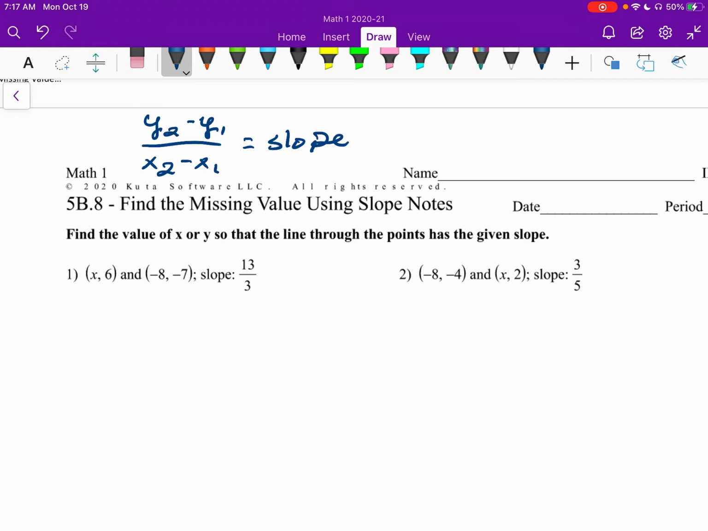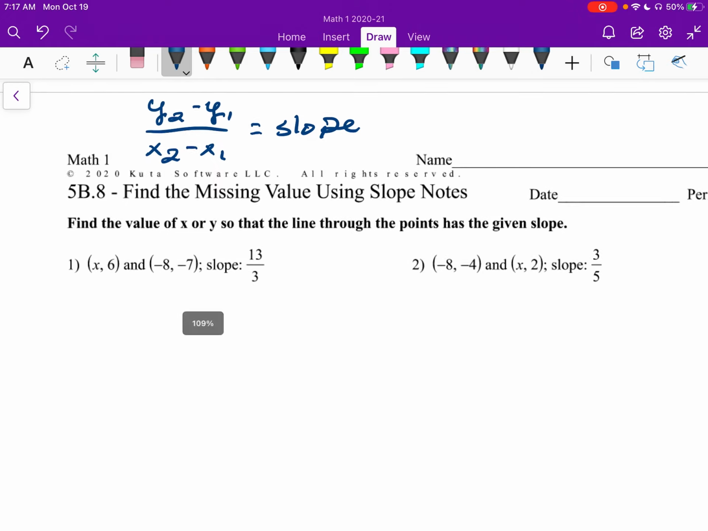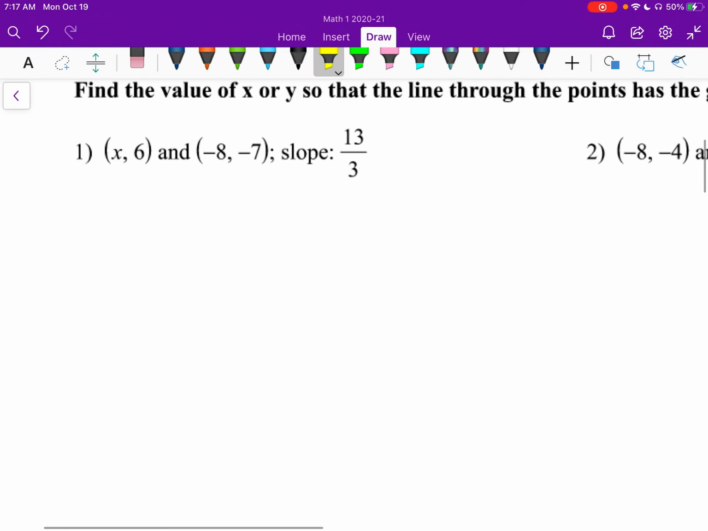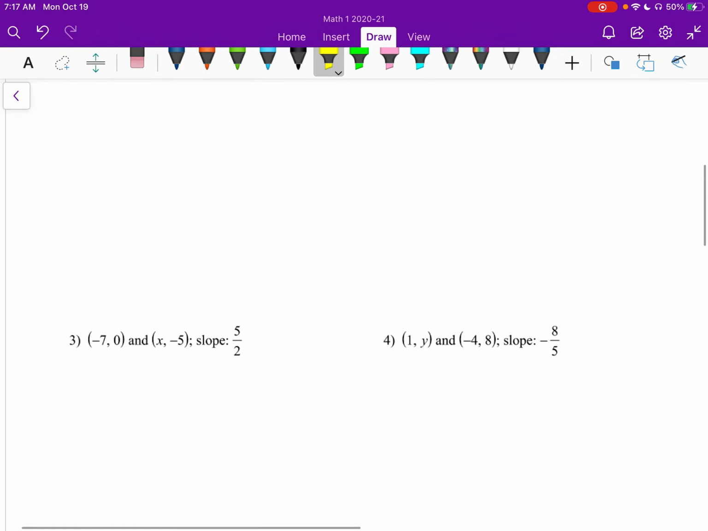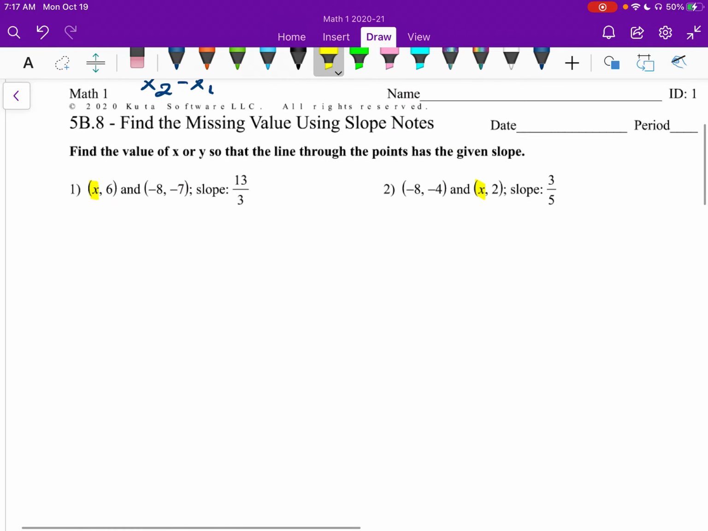So it says that we're finding a missing value, right? So let's look at what is the missing value. Well, on number 1, it's this x right there. Number 2, it's that x. And if we scroll down, we have an x there. And number 4, we're looking for a y. So it could be both the x's and the y's that we're looking for.